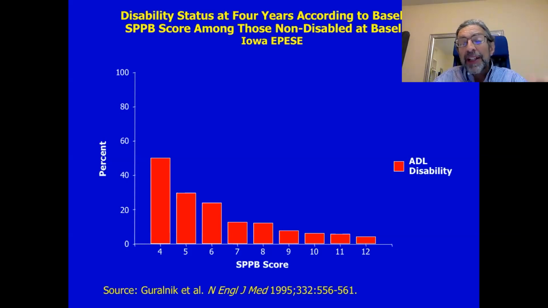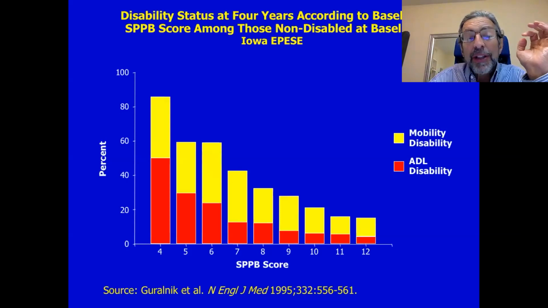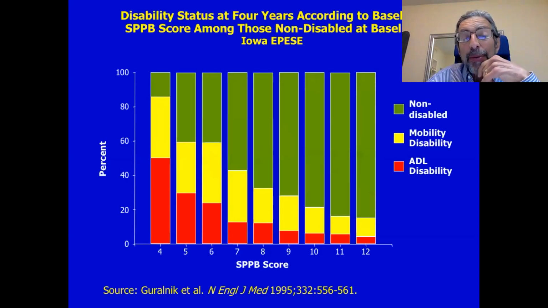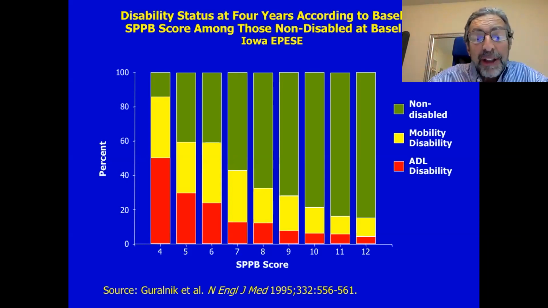And you see a gradient of ADL disability going down to quite low levels in those with scores of 11 or 12. We also looked at mobility disability. And again, you see that same kind of gradient. And then this is the proportion who remain non-disabled. Everyone was non-disabled at the time their SPPB test was first done. And this demonstrates that even in people who are not complaining of any disability, none of these people at the time their SPPB test was done had complaints of ADL or mobility disability, but they had functional changes as measured by these objective measures that predicted the onset of disability over time.